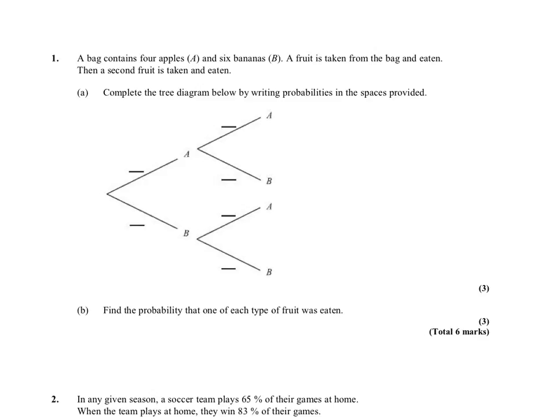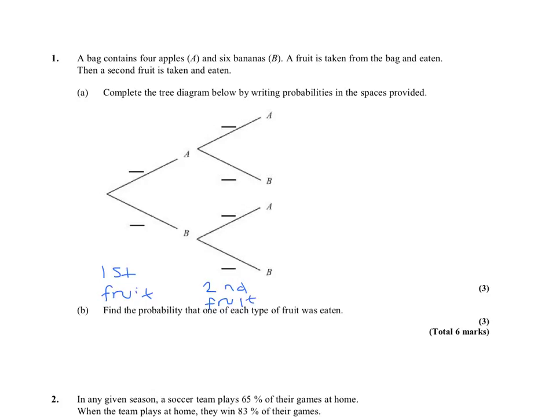So this says a bag contains 4 apples and 6 bananas. Okay, and they're labeling A as apples, B as bananas. A fruit is taken from the bag and eaten. Then a second fruit is taken and eaten. So this layer represents our first fruit that we pull, and this layer here represents the second fruit. Complete the tree diagram below by writing the probabilities.